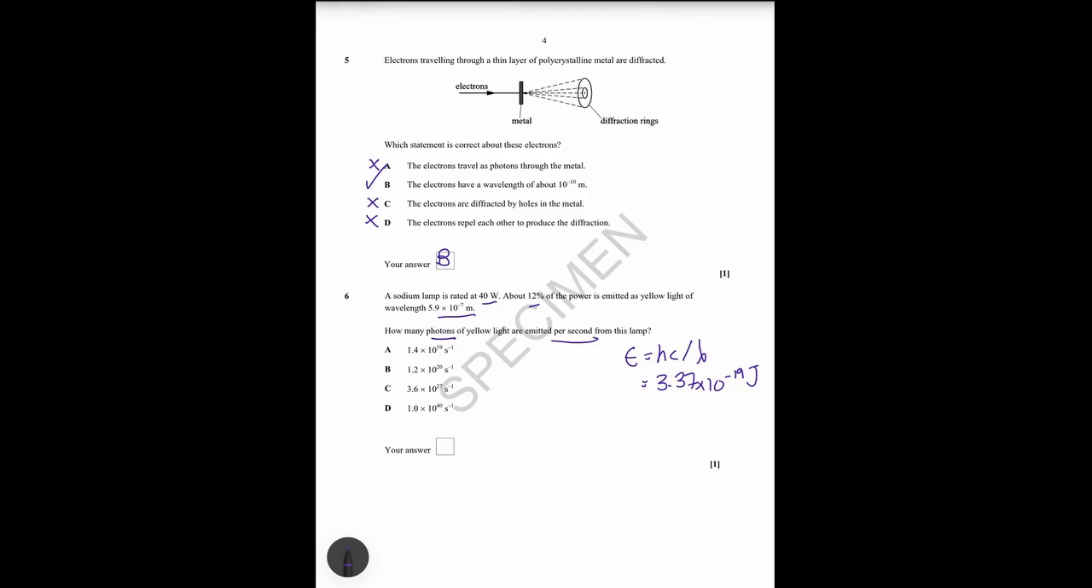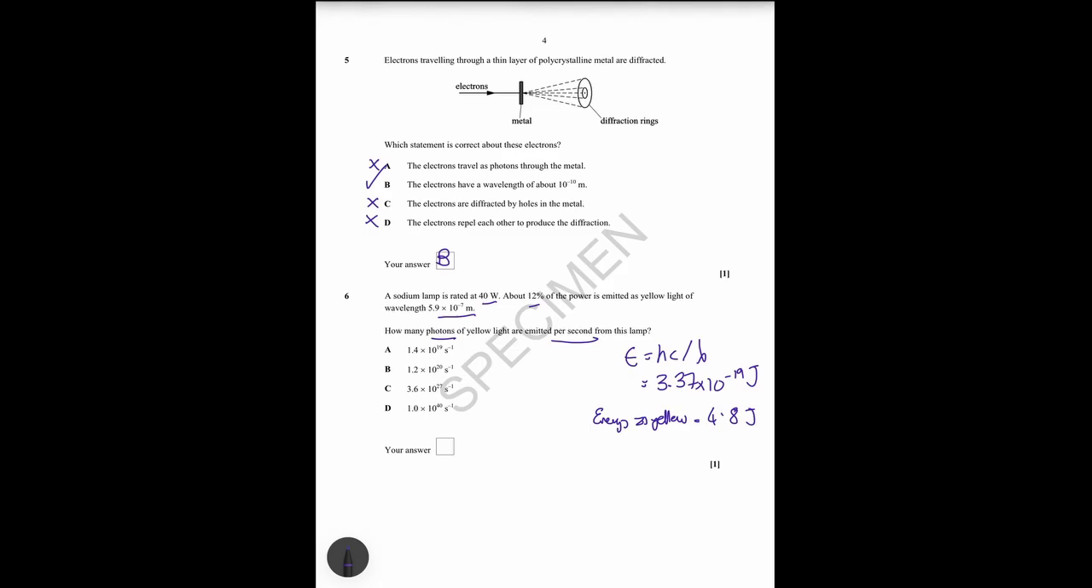So 40 watts means it's going to be 40 joules per second, but only 12% of the power is emitted as yellow light. So the total energy that's going to be emitted as yellow light is going to be 40 watts, which is 40 joules per second, multiplied by 0.12, which is the efficiency of the lamp. So 40 multiplied by 0.12 is 4.8. So I'm going to put 4.8 joules in here.